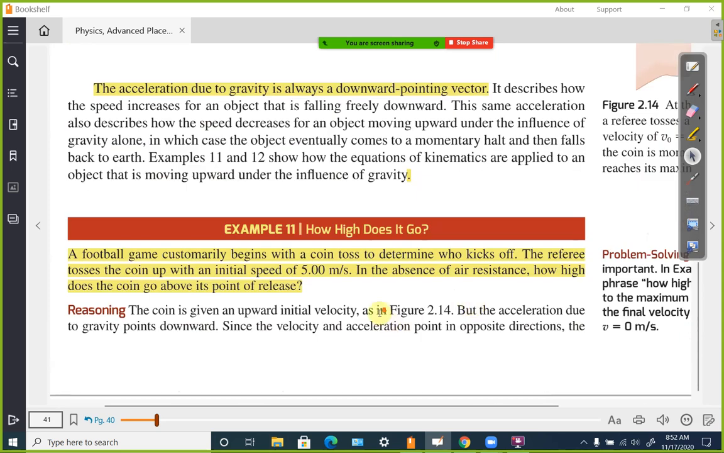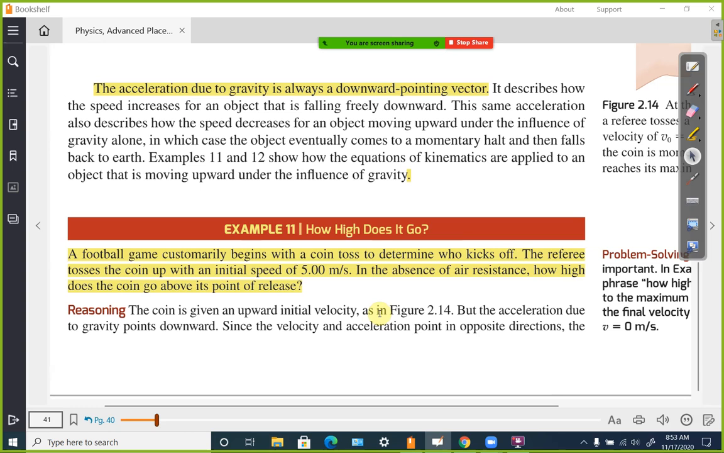In 11, how high does it go? Okay, so now we're going to talk about a couple other things that we know. It says a football game customarily begins with a coin toss to determine who kicks off. The referee tosses the coin with an initial speed of 5 meters per second. In the absence of air resistance, how high does the coin go above its point of release?